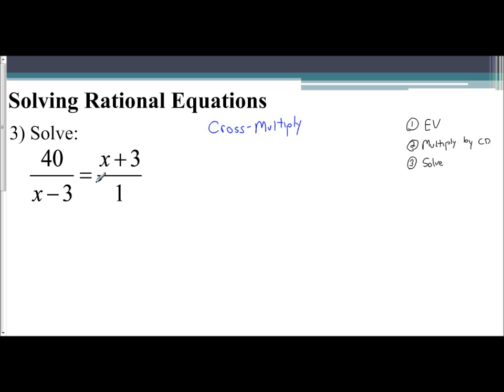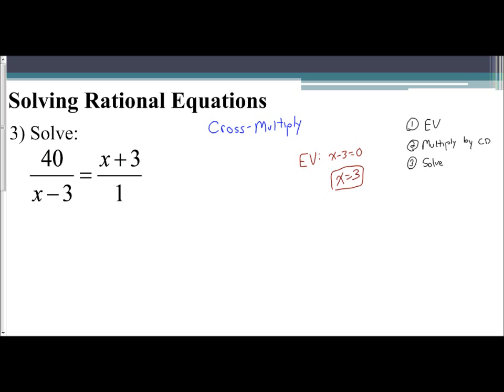So I'm going to first do the same idea. I'm going to state my excluded values. So the excluded values are where your denominator equals 0. So I have x minus 3 on the bottom. So set x minus 3 equal to 0. X equals 3 is an excluded value. I cannot get this for an answer. I can't set 1 equal to 0 and solve for variables, so we just ignore this one.